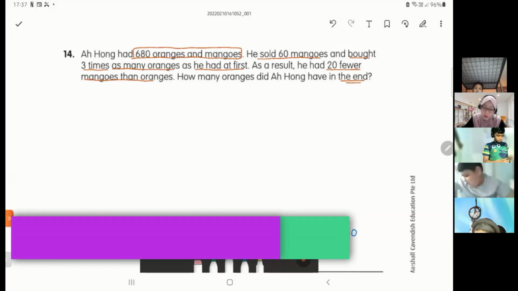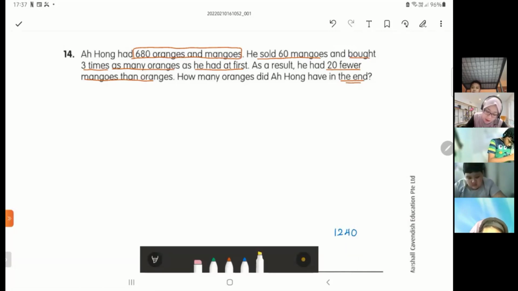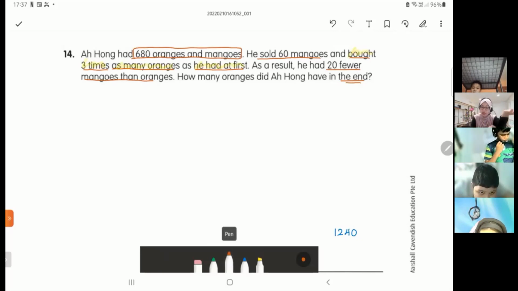Confusing, right? What we can start off with is this part. He bought 3 times as many oranges as he had at first. This one we can start off with, which means the oranges is 1 unit, because you see he bought 3 times, which means 3 units. Correct? The magic phrase "as many as" tells us that the next item is always 1 unit, which is the "at first". The "at first" is 1 unit. So I can do that one.